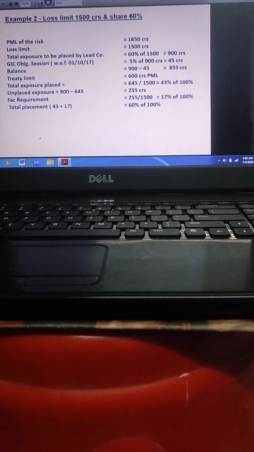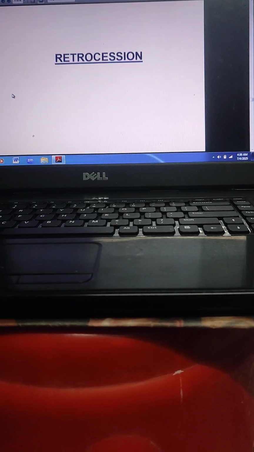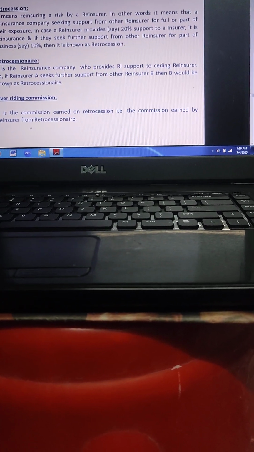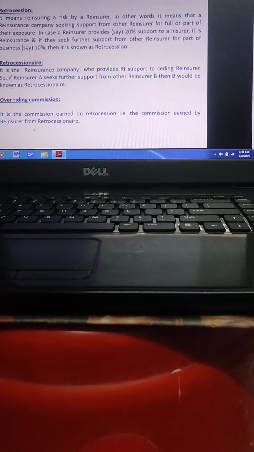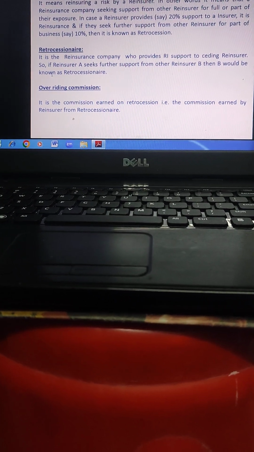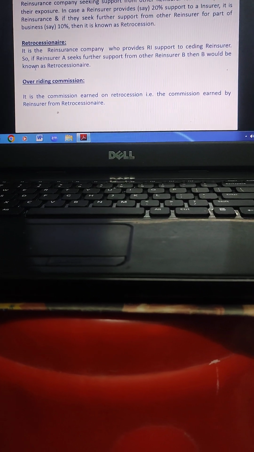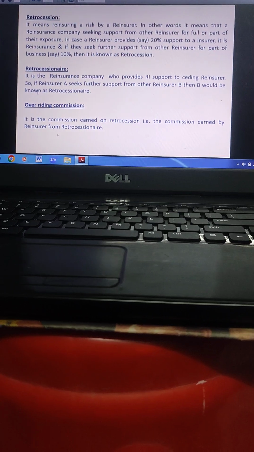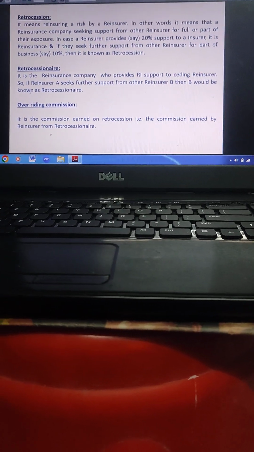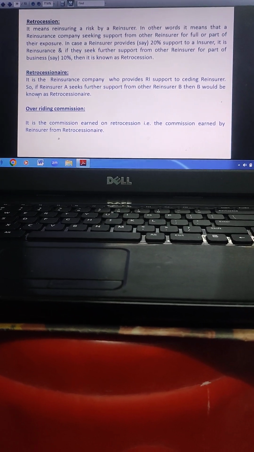And then comes the retrocession. Retrocession means reinsuring a risk by a reinsurer. In other words, it means that a reinsurance company seeks support from another reinsurer for full or part of their exposure. In case a reinsurer provides 20% support to an insurer, it is reinsurance, and if they seek further support from another reinsurer for part of the business, say 10%, then it is known as retrocession.